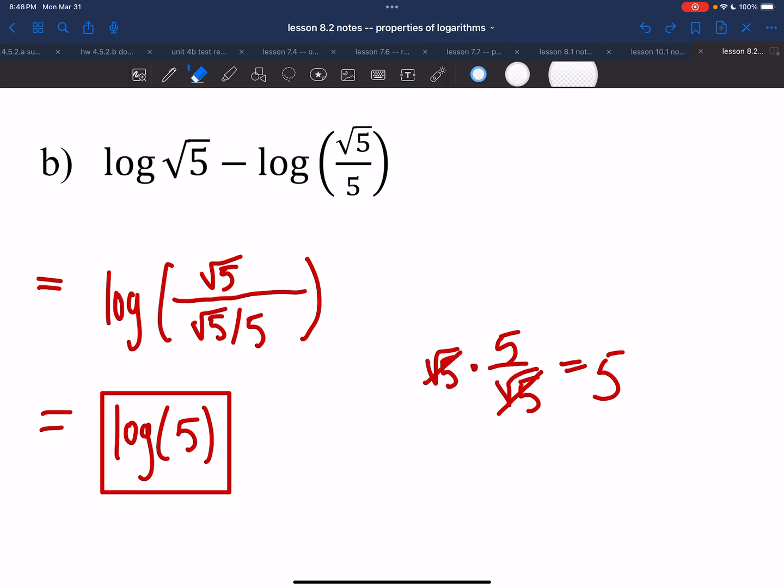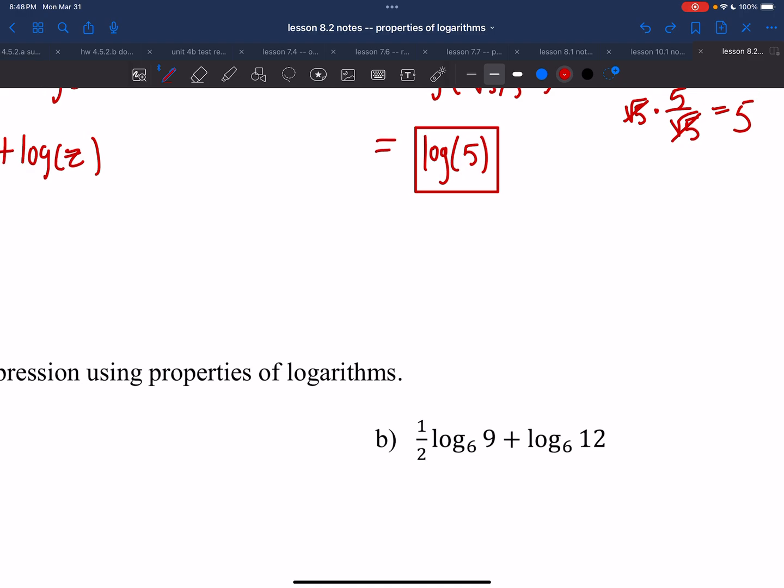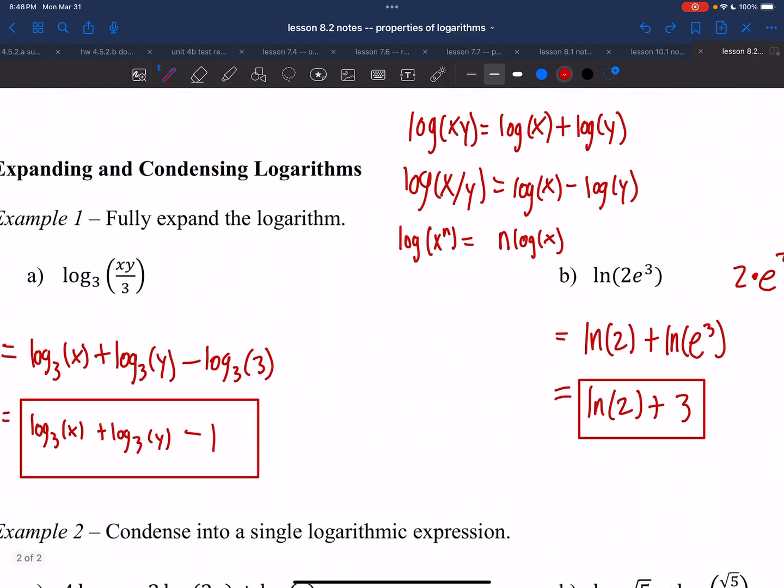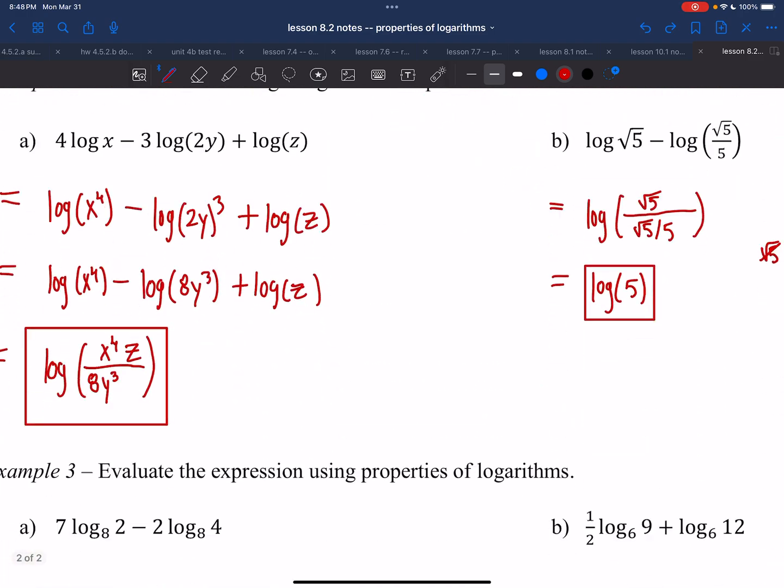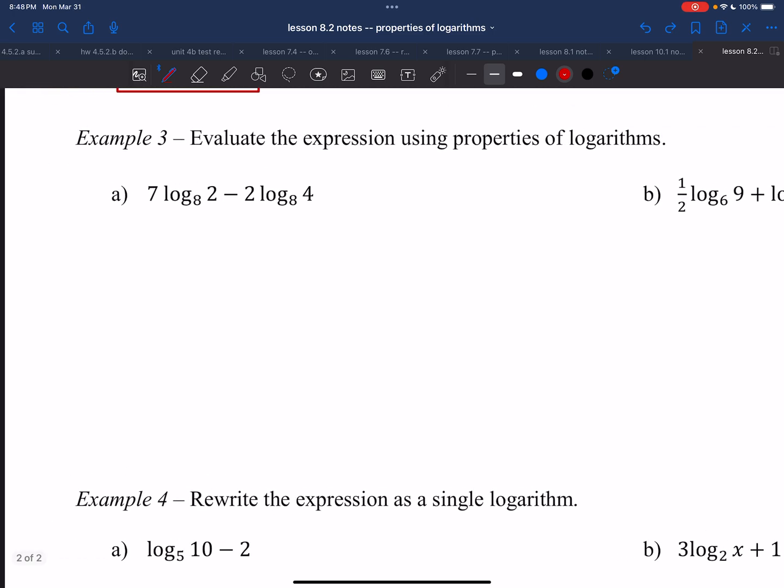Oh, I didn't want to erase that. Let's just keep that there. Okay, and that's kind of it. That's all this lesson is, just expanding and condensing. Though we have a couple more things to show.